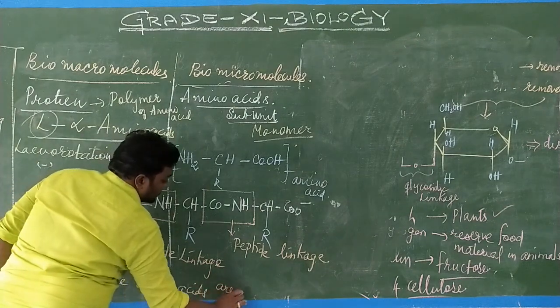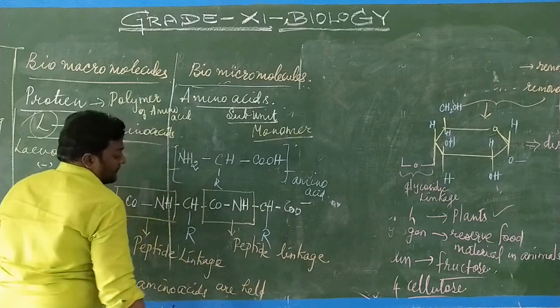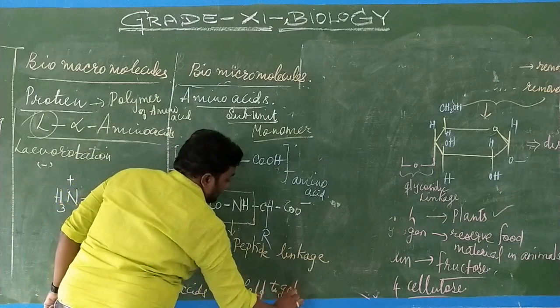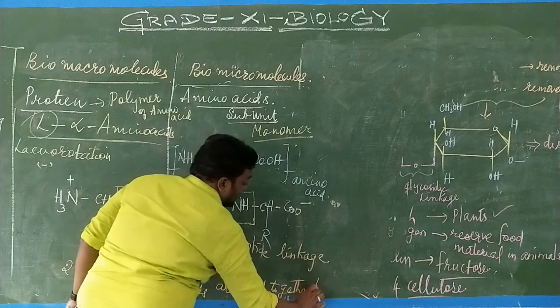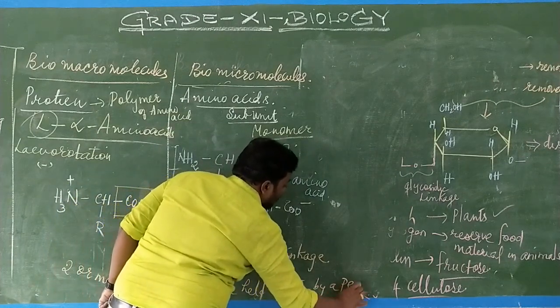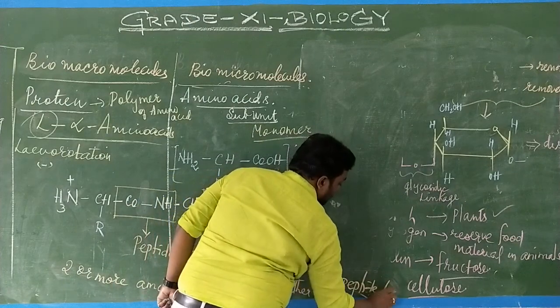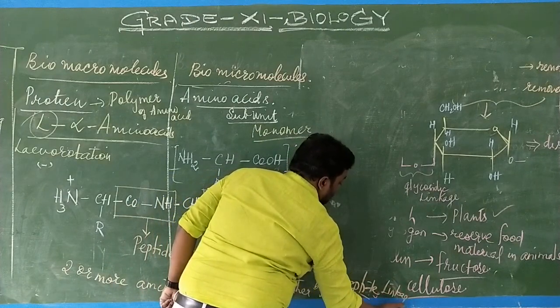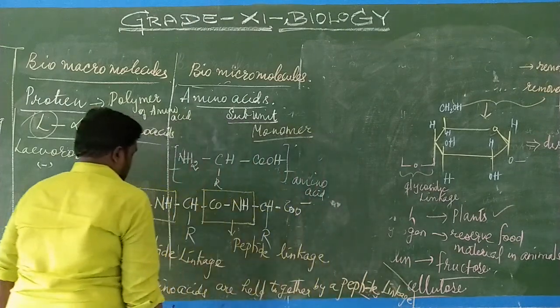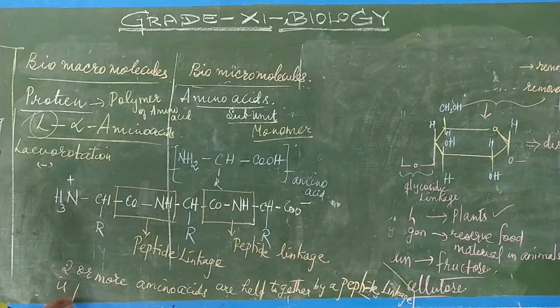2 or more amino acids are held together by a peptide bond or peptide linkage. By means of what? A peptide linkage is called a protein.